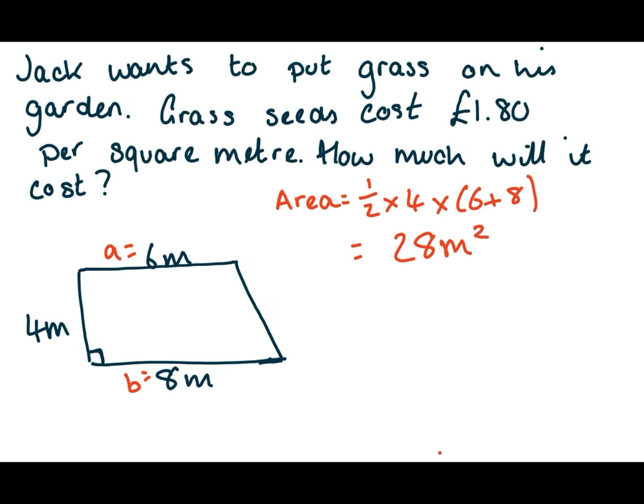And again, we need to find our cost from that. So we're going to say cost equals, and it's £1.80 per square metre. So we're going to multiply £1.80, 1.8, times the number of square metres, so 28. And that gives us £50.40.